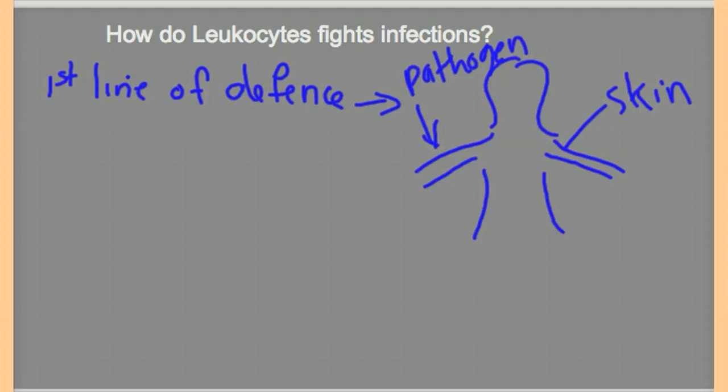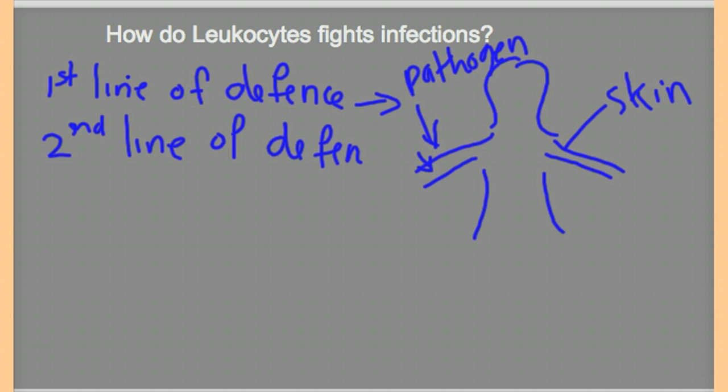Say, for example, now something does get inside our body because we have a cut or a scratch or scrape. We're going to have our second line of defense. And our second line of defense basically is inside. What is happening inside of our body? What is it that the white blood cells are going to do? And our second line of defense is made up of the white blood cells.